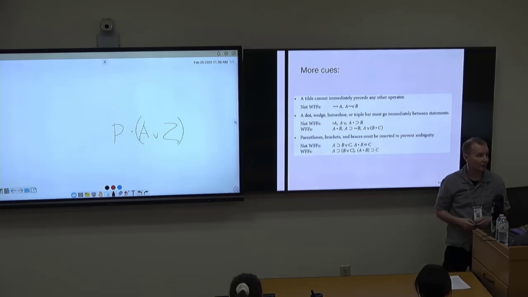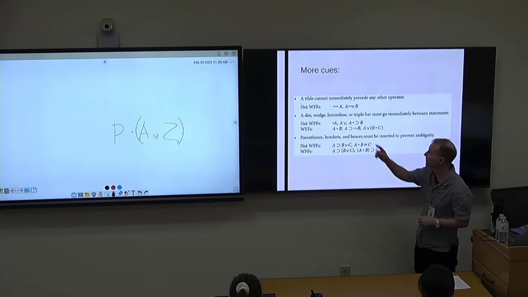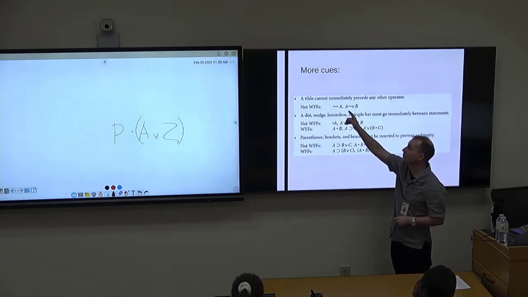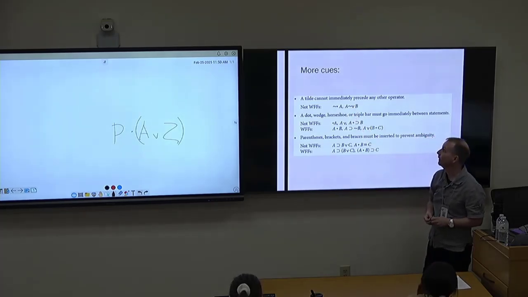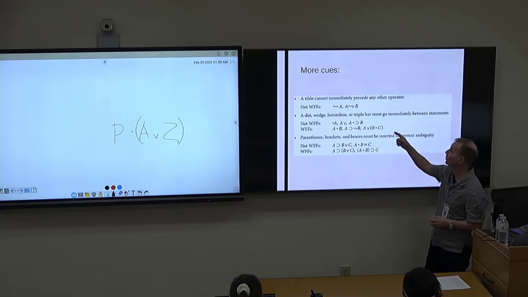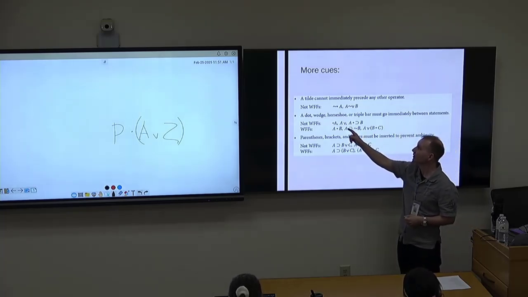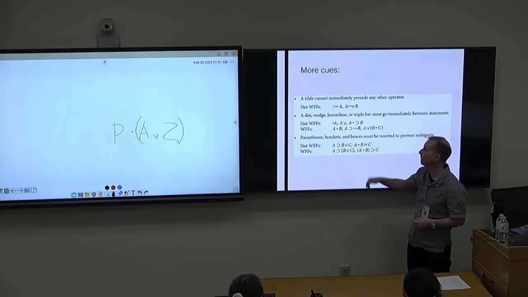Just a few other ones. Tilde cannot immediately precede any other operator. Well, obviously. So tilde dot A, not a well-formed formula. Tilde wedge B, not a well-formed formula. A dot, wedge, horseshoe, or triple bar must go immediately between the statements. So not a well-formed formula, well-formed formula.